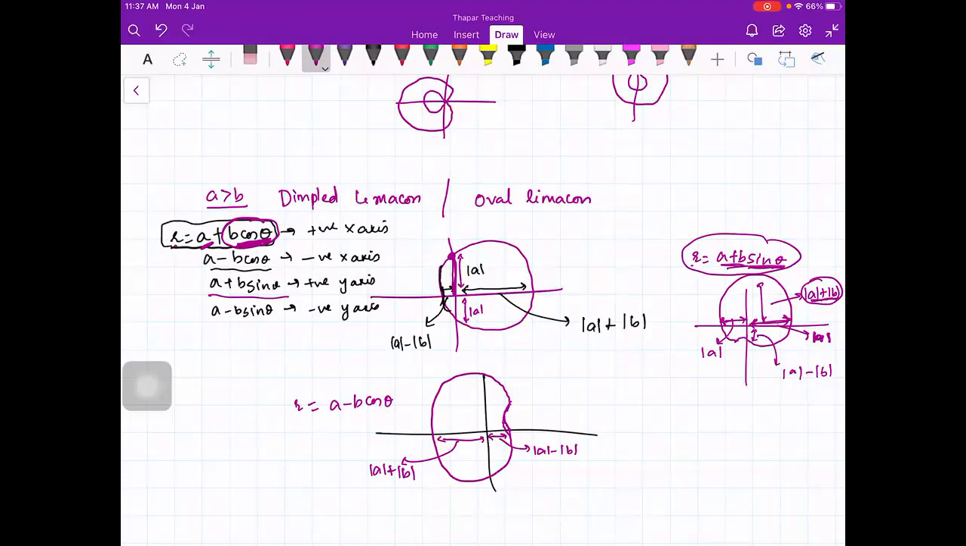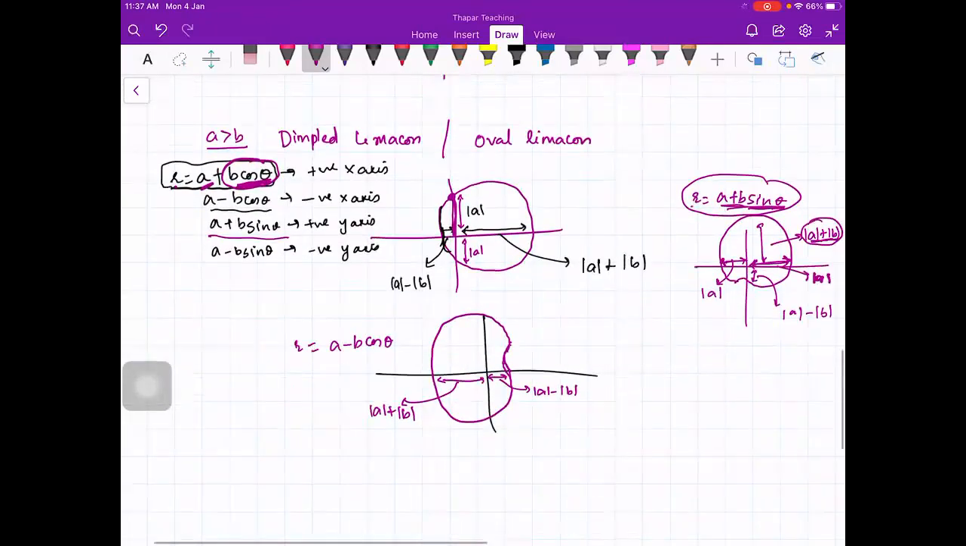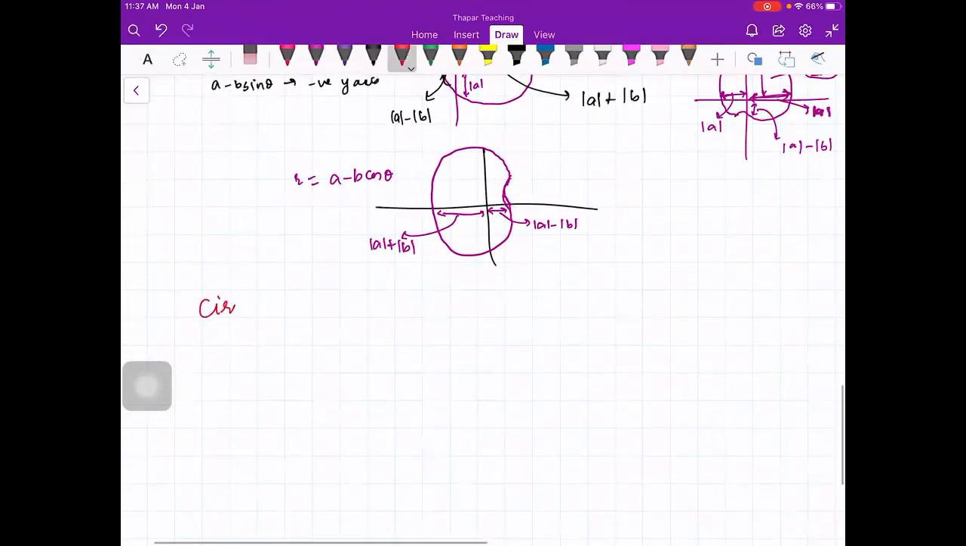Okay. So these are the curves. And you have to go through all these curves for sure today itself. Then only you will understand. So let me tell you the last one, circles. Circles I have already told you, but still, for completeness, I will plot some circles. r is equal to a. This is a circle. Everybody knows how to plot this circle.